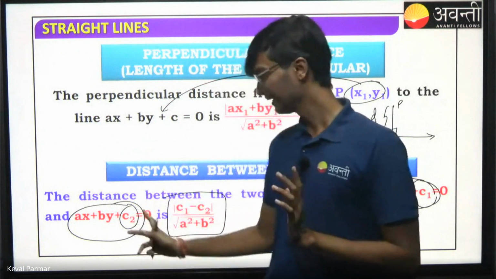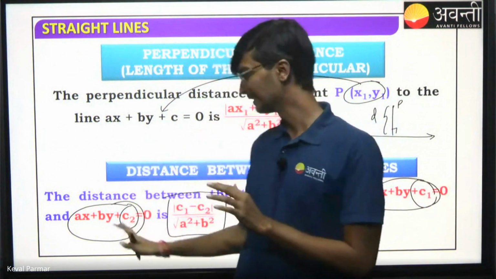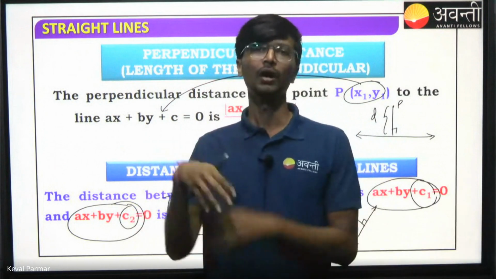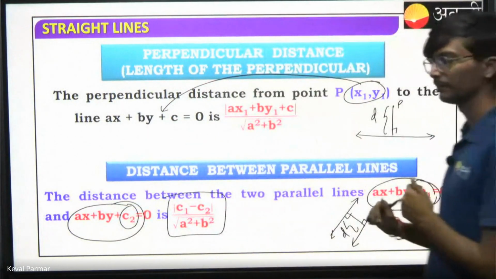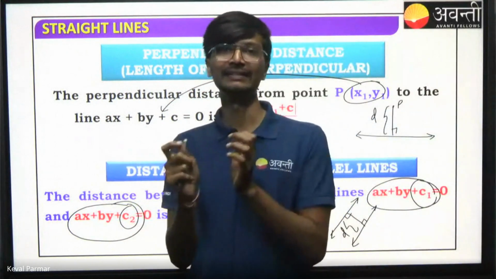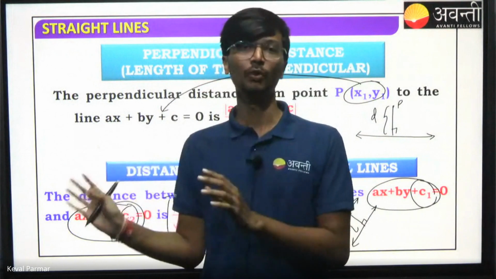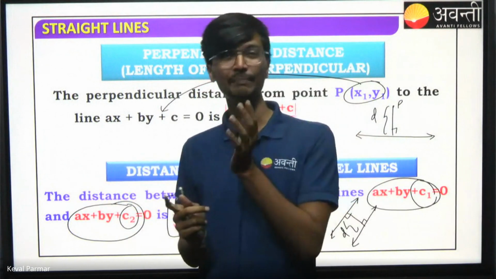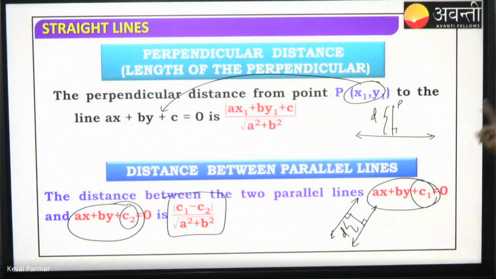So make sure that in both the equations, the constant terms are on the same side, either on the left hand side or on the right hand side. Now, the purpose of using modulus is very simple: we are finding distance, and distance is always positive. That means we need to use modulus, or else it can be negative also. All clear till here? This is a basic idea.